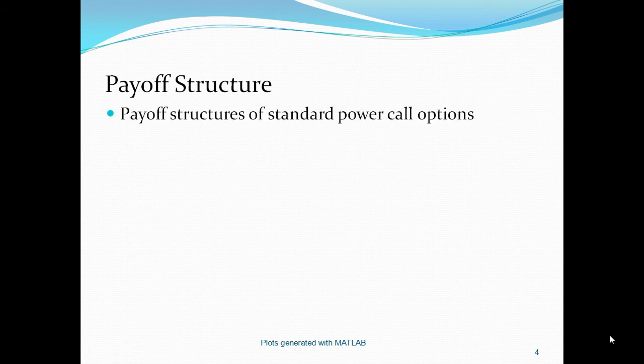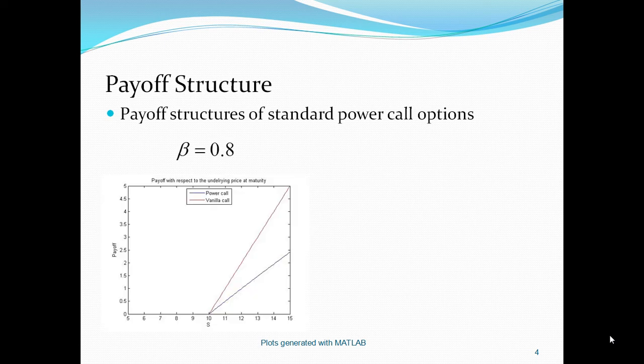We can check the payoff structures of standard power options by diagrams. When beta is not equal to 1, power options have nonlinear payoff structures. Here, its payoff plot is denoted by the blue line and the vanilla option by the red. If beta is smaller than 1, the payoff is squeezed compared to that of its corresponding vanilla, and is a concave function with respect to the underlying price.